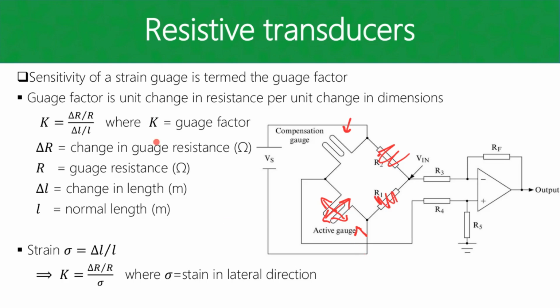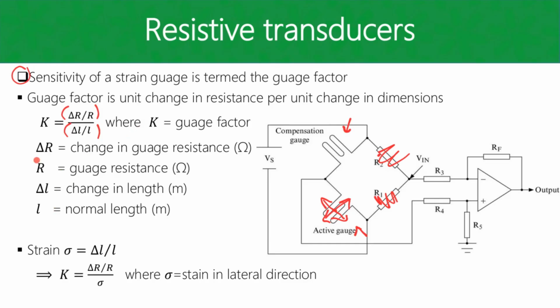Okay, so there are a few things that we need to know about strain gauges here. Now, first off, how sensitive a strain gauge is, is called the gauge factor. And gauge factor is effectively the unit change in resistance per unit change in dimensions. Or you can also say the ratio of resistance change to ratio of dimensional change.